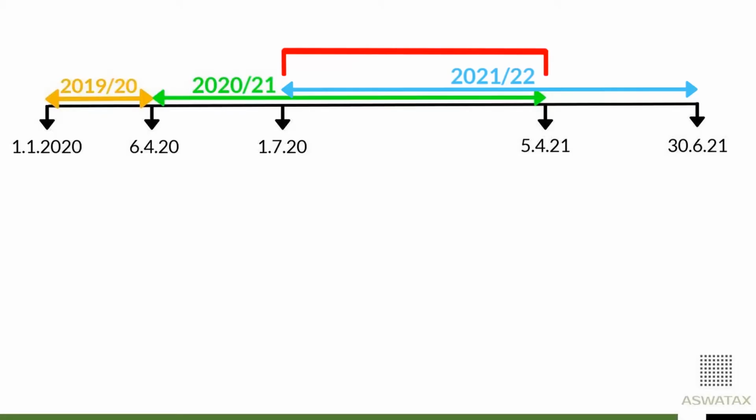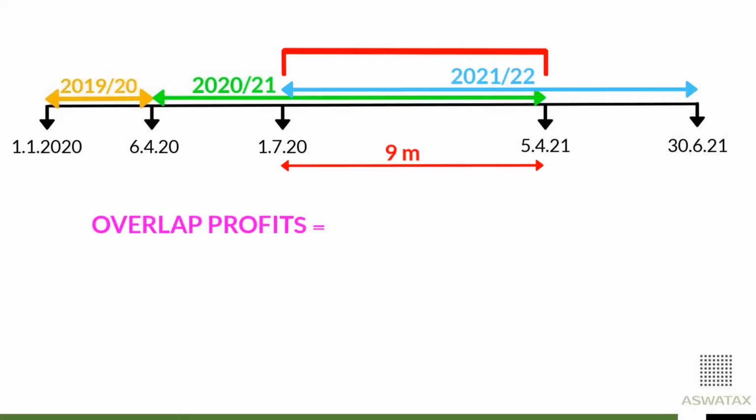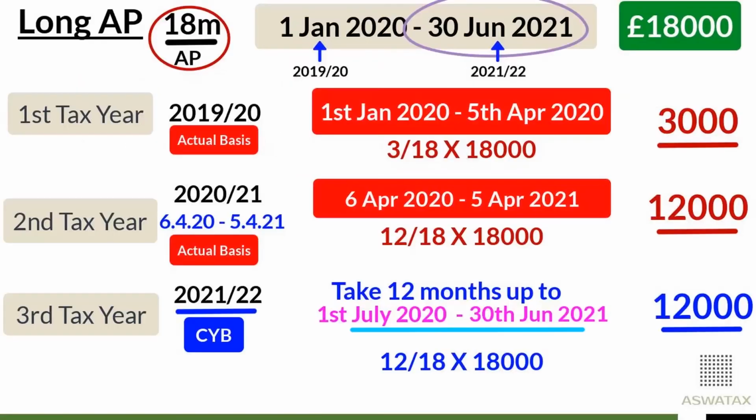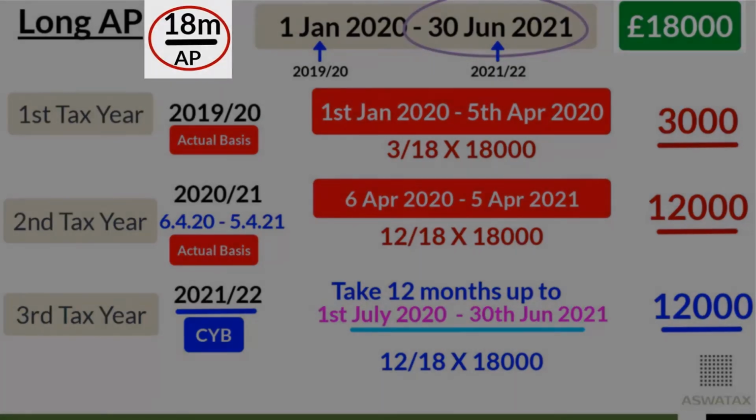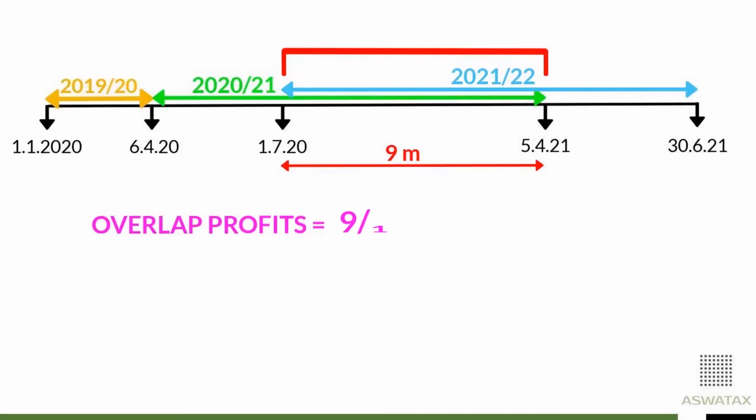How many months is that? July, August, September, October, November, December, Jan, Feb, March. 9 months. Okay. So 9 months effectively has been taxed twice. Therefore, overlap profits equals 9 over 18 months. Okay, we had 18 months accounting period. 18,000. 9 over 18 times 18,000 gives you £9,000 overlap profits.